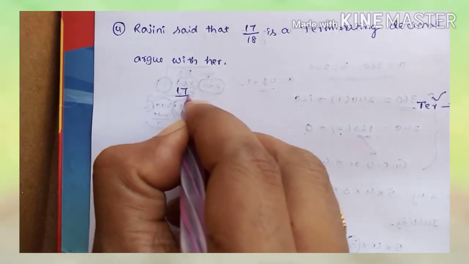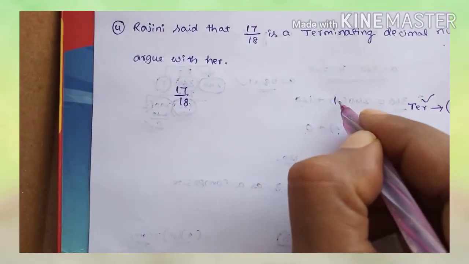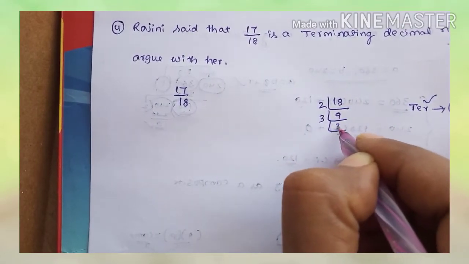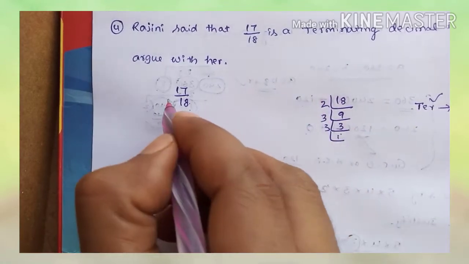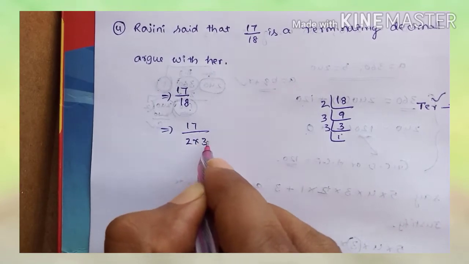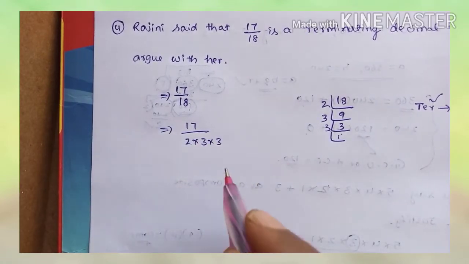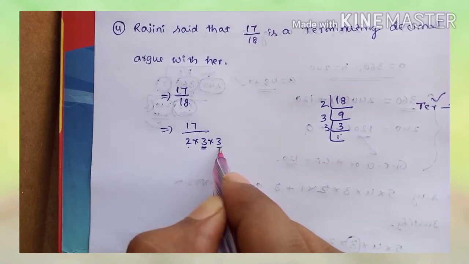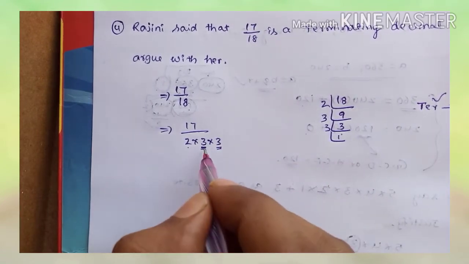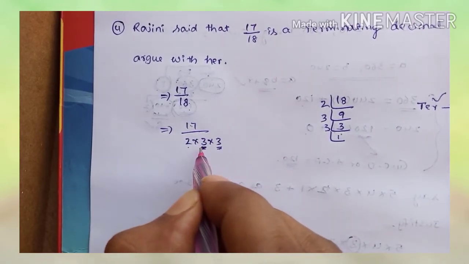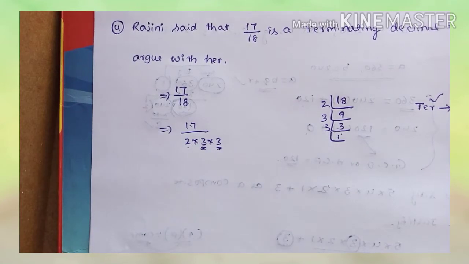Now the given number is 17 by 18. Factorize the 18 value. 2 twos are... 2 nines are 18, 3 threes are 9, 3 ones are 3, right? Now the given 17 by 18 you can write as 2 into 3 into 3. You got the denominator value other than 2 or 5. Here you got 3 and also 3 two times, which is not possible to cancel with the numerator. Here 3 and 3 are the remaining in the denominator, which are other than the factors of 2 or 5.